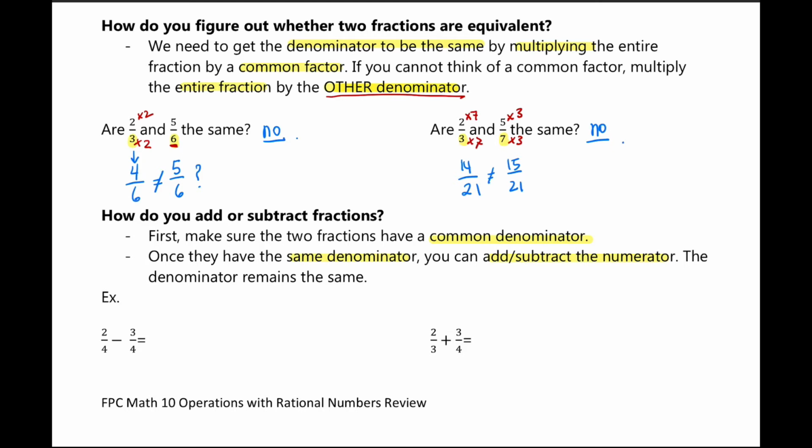2 over 4 minus 3 over 4. First thing you need to check is the denominator, and they're equal, thankfully, so we can just subtract the numerators only. So 2 minus 3 all over 4. So this equals negative 1 over 4.